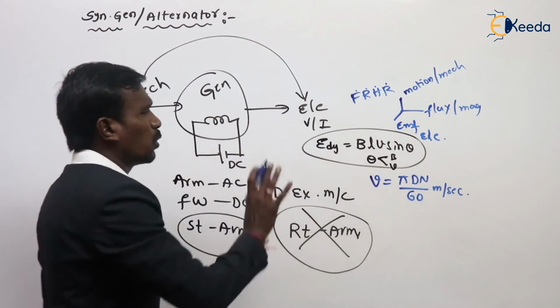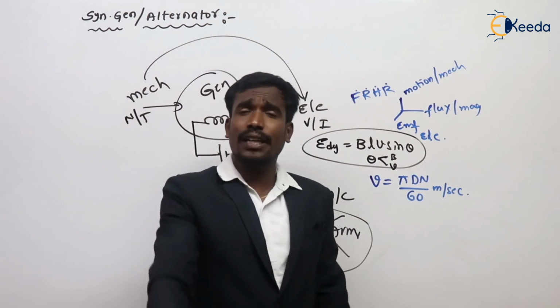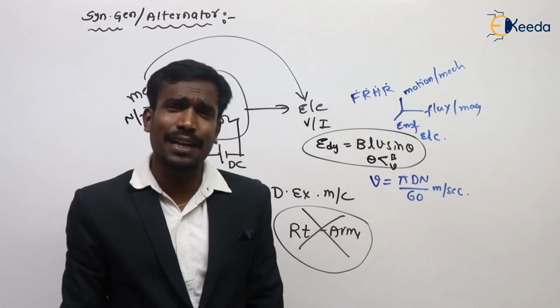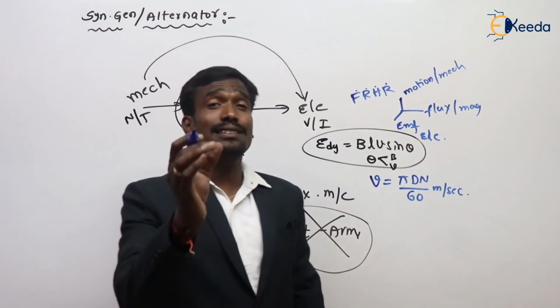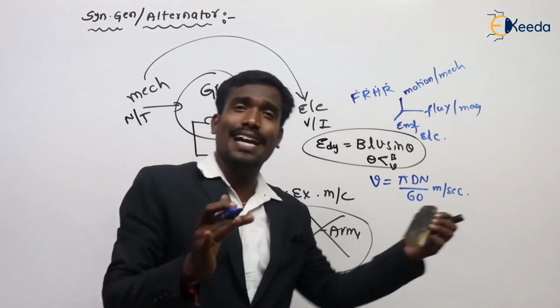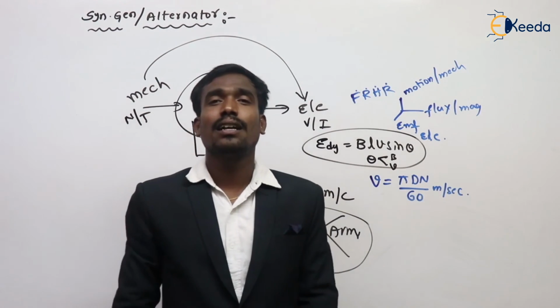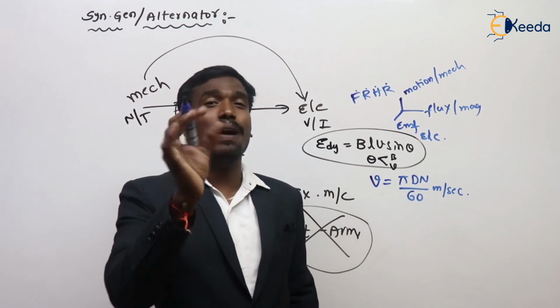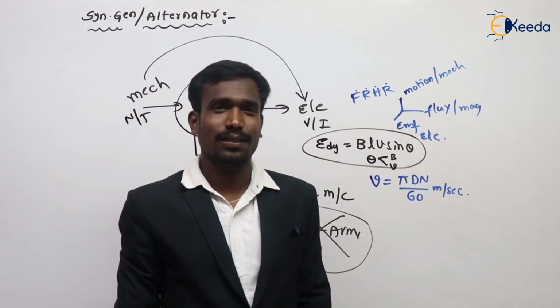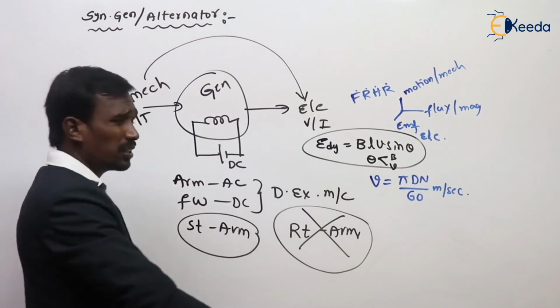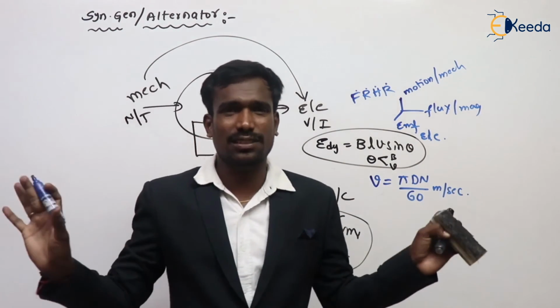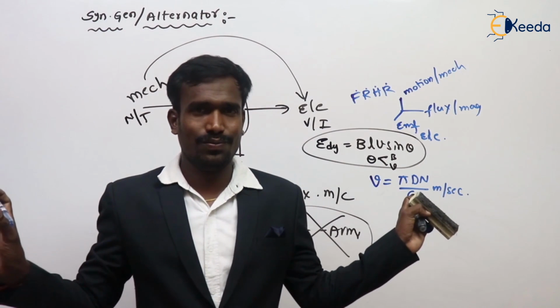This is an overview. In every generator, motor action takes place, which produces a torque in the opposite direction to the prime mover torque. That's why this torque is called counter torque or magnetic drag. This is simply the overview of the alternator up to now. Thank you.